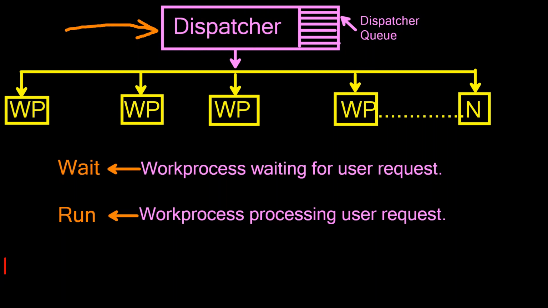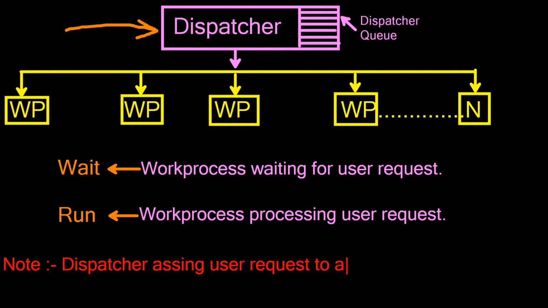So here the note is: the dispatcher assigns a user request to an available work process only. Available work process only. This is a very, very important point.